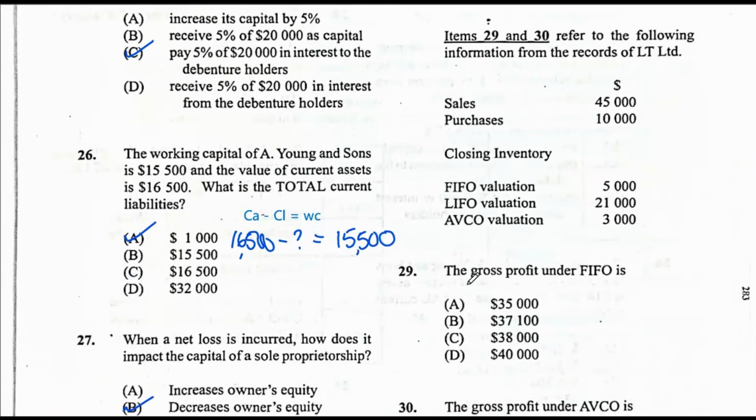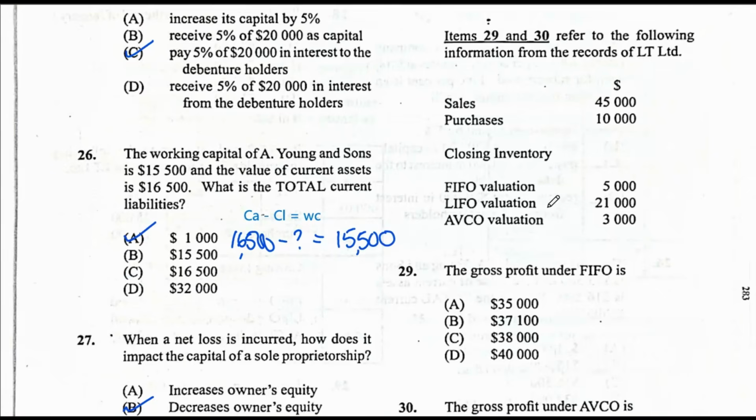Now, reading down the requirement, the gross profit on the first in first out is, okay guys, it's a simple question really, which is asking us about gross profit. Let's go to the details. Item 29 and 30 refers to the following information for the records of LT Limited. Sales 45,000, purchases 10, and we have closing stock values.